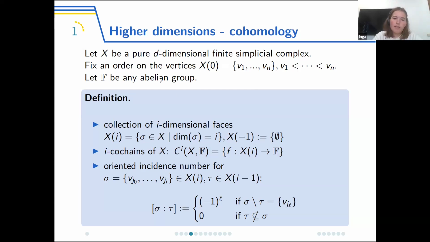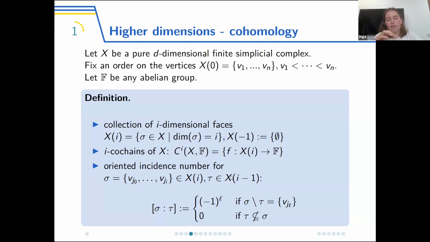The last ingredient that we need is an abelian group, a group of coefficients. I already write F here, since later on we'll either plug in the real numbers or the field of 2 elements. All right. Next, I want to fix a few more notations so that we all have the same language to talk about this cohomology. With X(i) I will denote the set of i-dimensional faces of X. And the set of i-cochains, C^i, is just the set of all functions from the i-dimensional faces to our abelian group F.